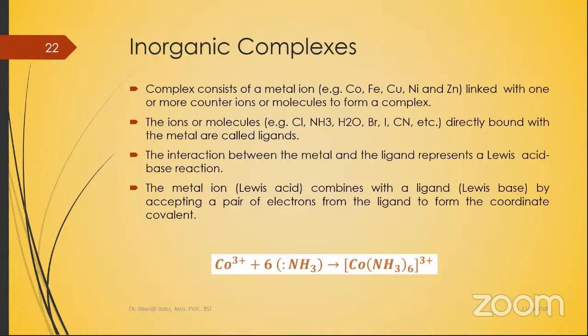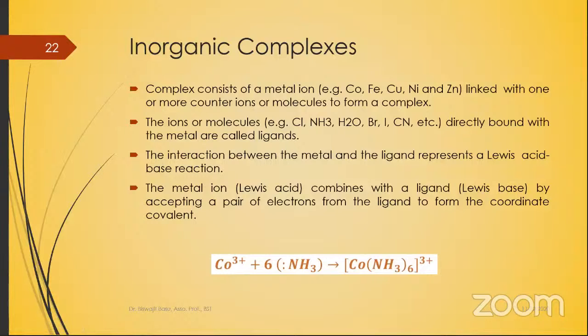Here, this complex consists of a metal ion. What type of metal may that be? That may be cobalt, iron, copper, nickel, zinc. All these are examples of a central atom. That central atom is linked with one or more counter ions or molecules to form a complex. Now, the ions or molecules, for example chlorine, ammonia NH3, water, bromine, iodine, all these are directly bound to the metal, and are called ligands.